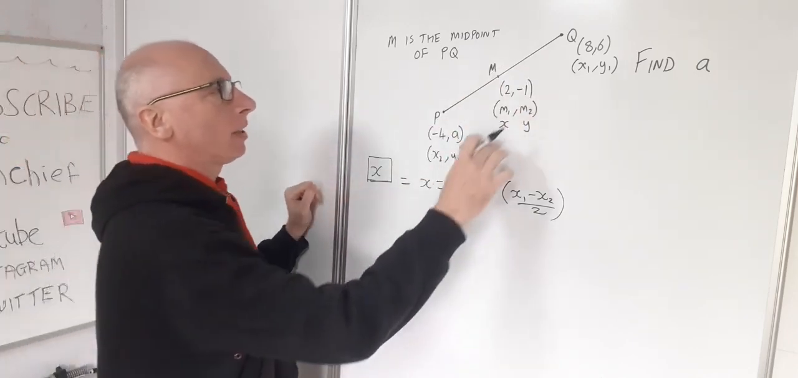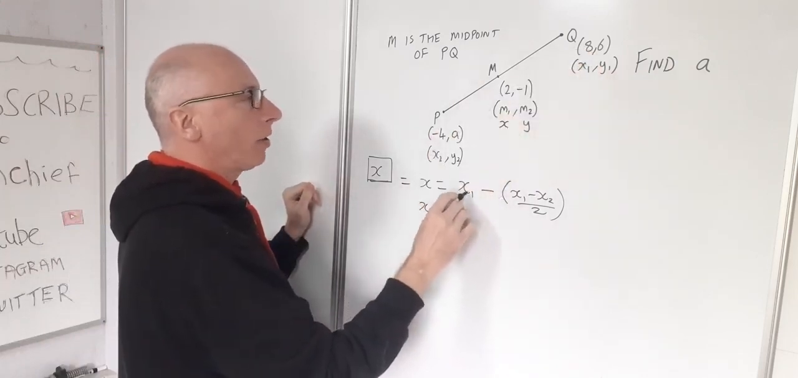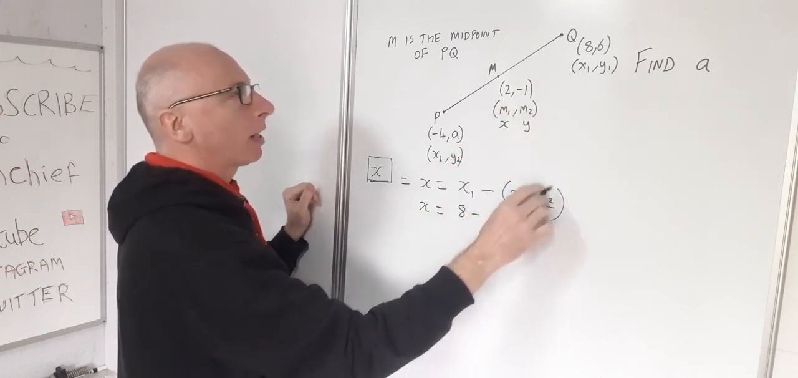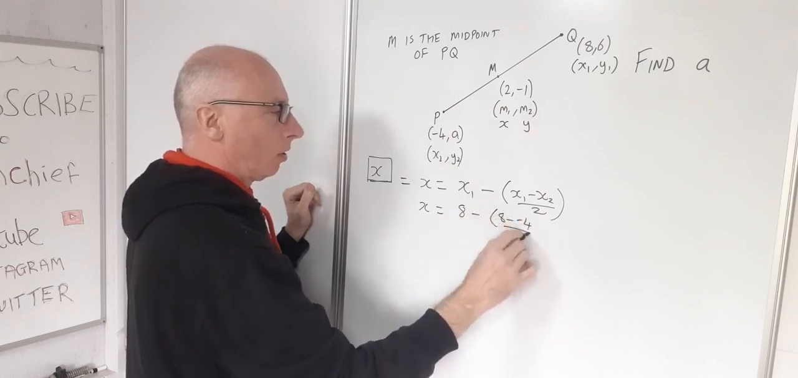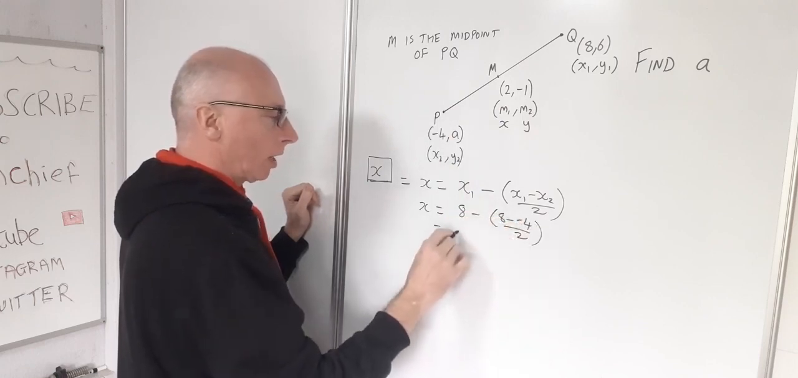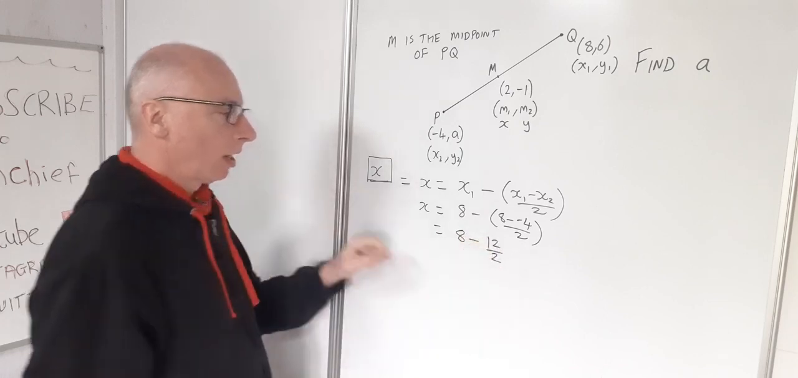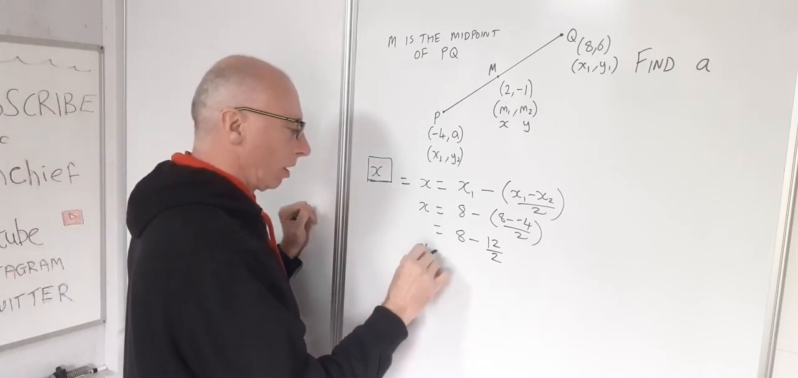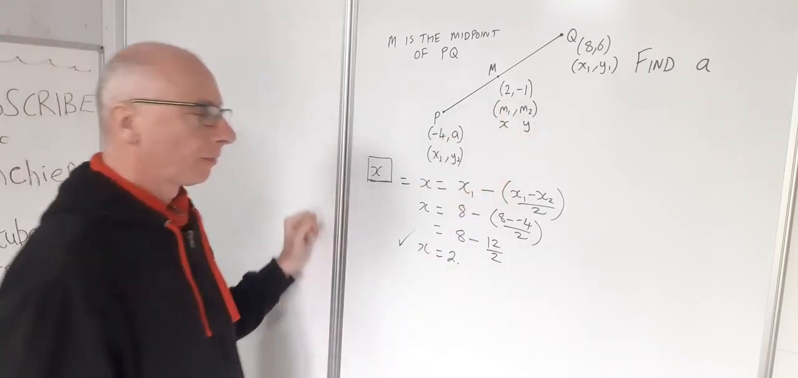So if I plug that in just to test this out, I would get my X equals X1, which is 8, minus X1 minus X2, so 8 minus -4, all over 2. So then that would give me 8 minus 12 over 2. 12 over 2 is 6. 8 minus 6, that gives me 2. Hence, X equals 2. So that checks out.